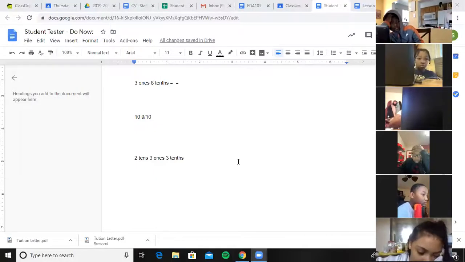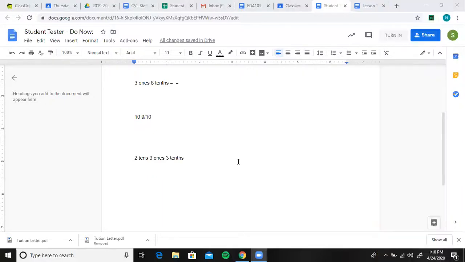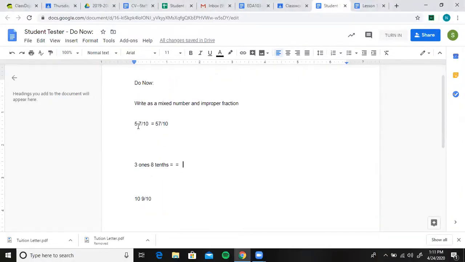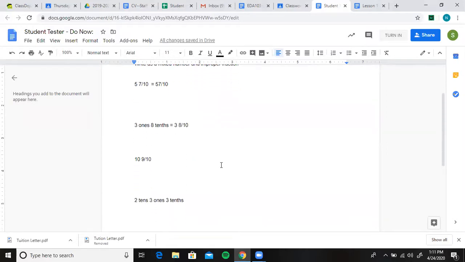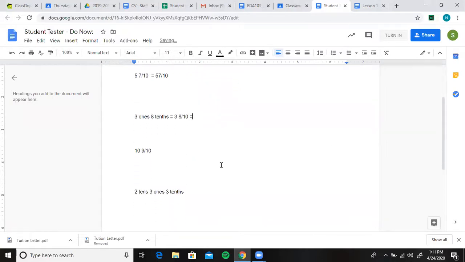So we did the first one, and we said 5 and 7 tenths is our mixed number. 57 tenths would be our improper fraction. So when I look at 3 ones and 8 tenths, the 3 ones tells me that that's my whole number, 3 ones. And then 8 tenths, that's my fraction, 8 over 10. And I know it's over 10 because it says the word tenths. So if that is my mixed number, I need to write an improper fraction.